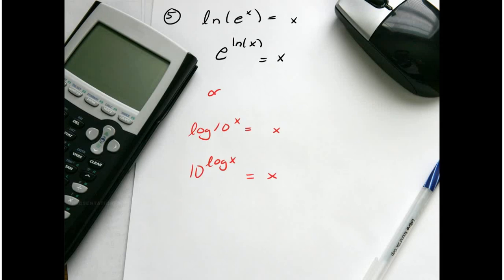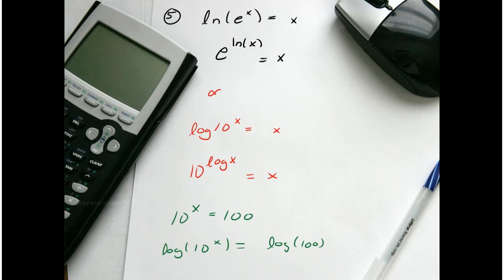If I'm using log base 10, instead of having e's there, I would have 10's there. Log of 10 to the x is x, and 10 to the log of x is x. If I had log base 2 for whatever reason, then it would be log base 2 of 2 to the x is x, and 2 to the log base 2 of x is equal to x.